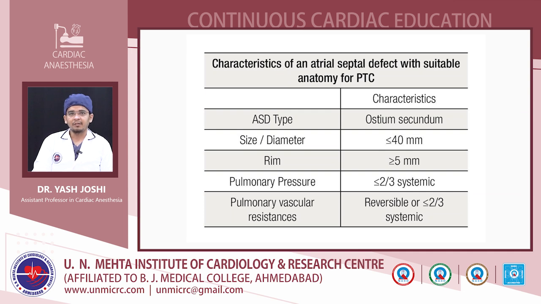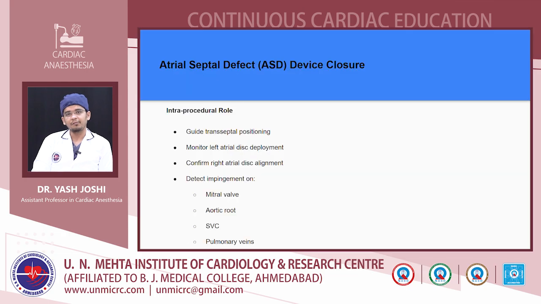Now, these are the characteristics of the ASD defect which are suitable anatomy for percutaneous closure. The ASD must be of ostium secundum type, the size should be less than 40, the septum must not be aneurysmal, the rim size at least 5 mm, and the PA pressure as well as the pulmonary vascular resistance should be less than 2/3 of the systemic.